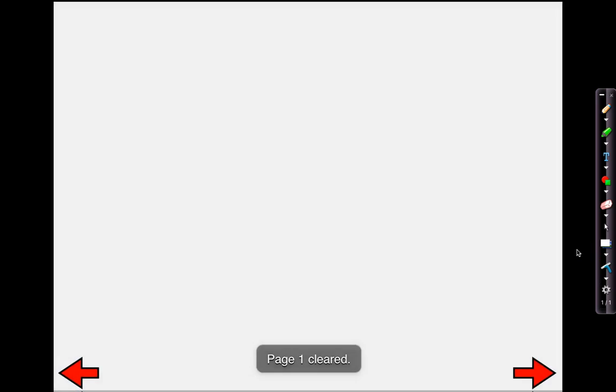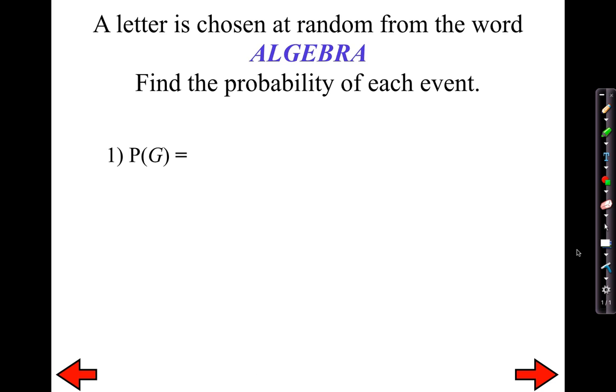Moving on. So here it says, a letter is chosen at random from the word algebra. Find the probability of each event. So here, what's the probability of getting a G? Well, let's see. How many ways can we get a G? There's 1 way. There's only 1. So we're going to put 1 out of, well, how many different letters are there to choose from? 1, 2, 3, 4, 5, 6, 7. So it's going to be a 1 out of 7 chance.